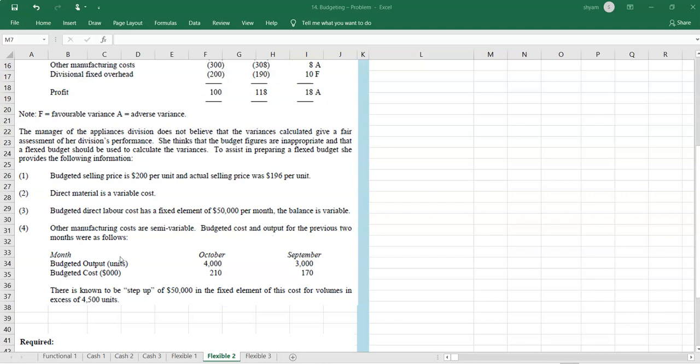Budgeted cost and output for the 2 months were as follows. The previous months' data he has given. So 4,000 is output and 210 is the cost. 3,000 is the output and 170 is the cost. There is known to be a step up of 50,000 in the fixed element of this cost for volumes in excess of 4,500 units. So if the number of units is going to go up to 4,500 or beyond, the step up cost would be 50,000 additional. So that's about the problem here.